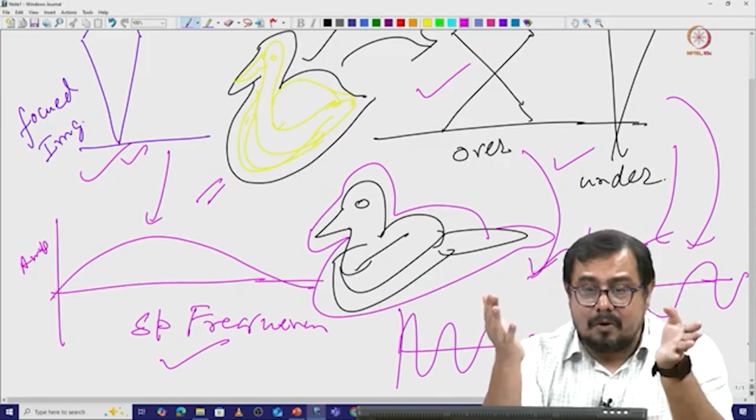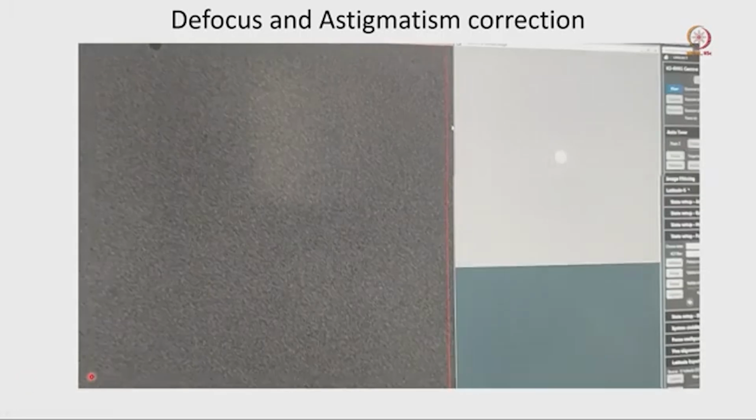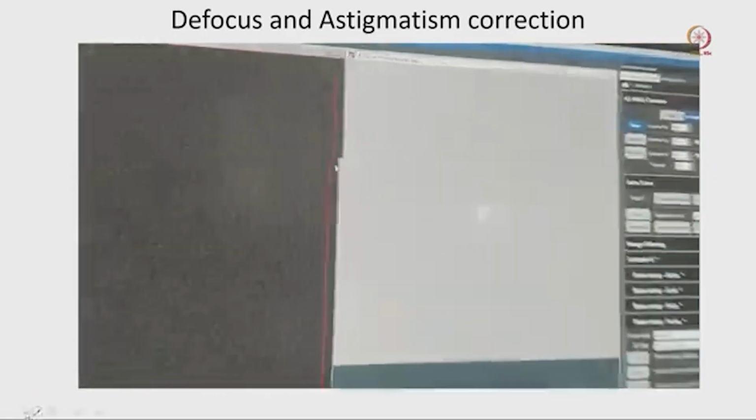So let us take a look at how those images actually look. Okay, so now I will play a video here and I hope you can see it. Let me explain these things a little bit.